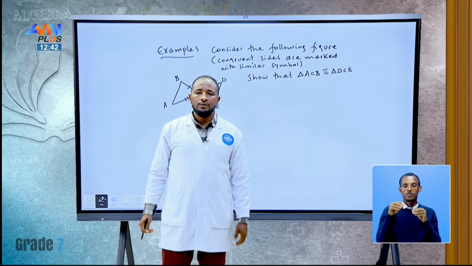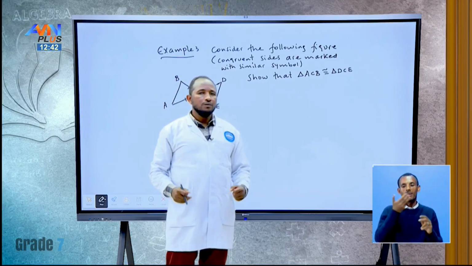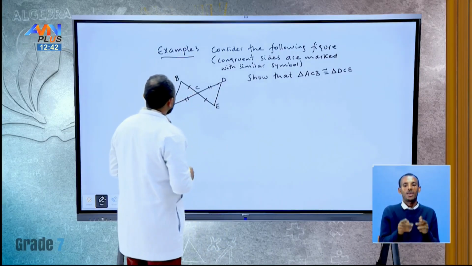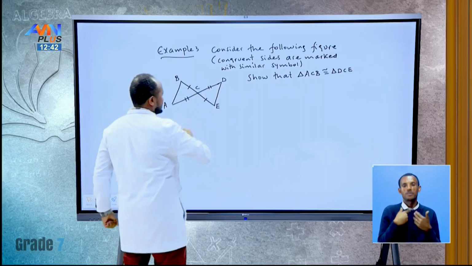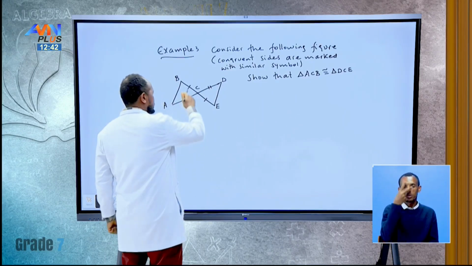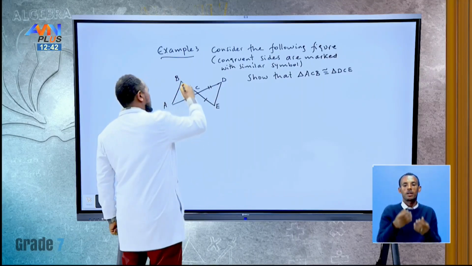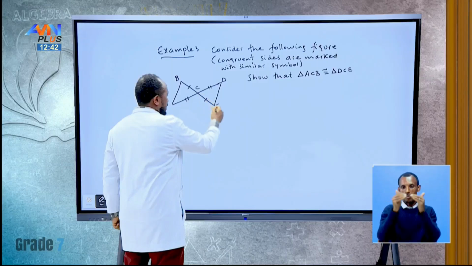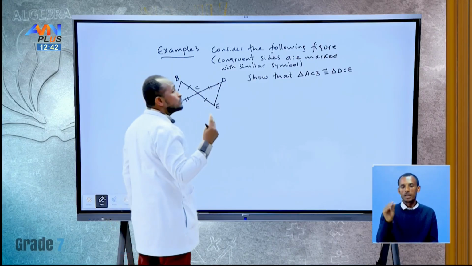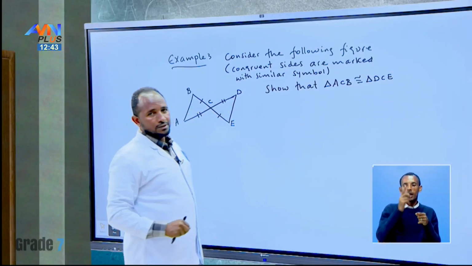Students, have you tried the question? Very nice. Now let's see the answer together. Okay, here we have these two triangles. In this picture, as you can see, only two corresponding sides are given. Side BC is congruent to side EC and AC is congruent to CD. But using these two sides alone, we cannot judge whether these two triangles are congruent or not.